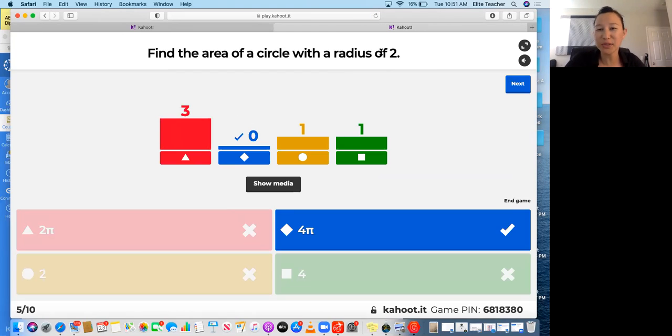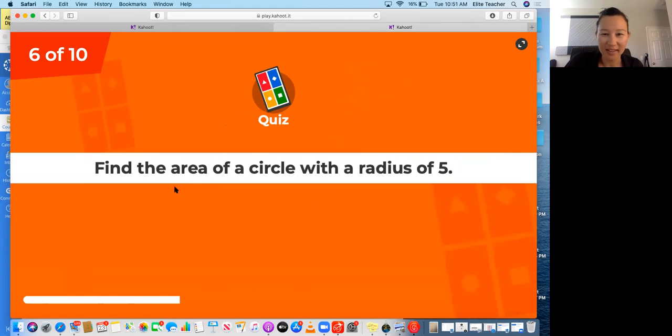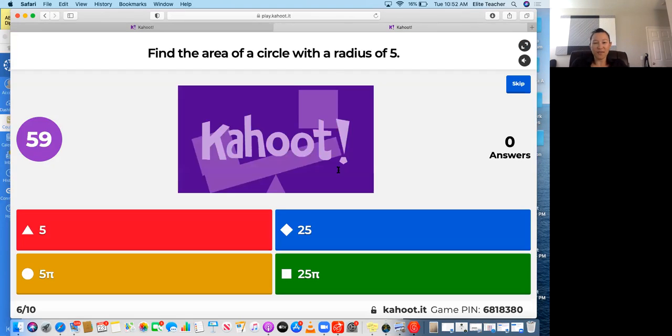The radius is 2, so remember, it's pi r squared. So you had to square r, so 2 squared times pi. So 2 squared is 4, 4 times pi. Let's see what effect that has. Right, Jade's in first. Okay, the next one's the same, I think. Yep, now find the area of a circle with a radius of 5.